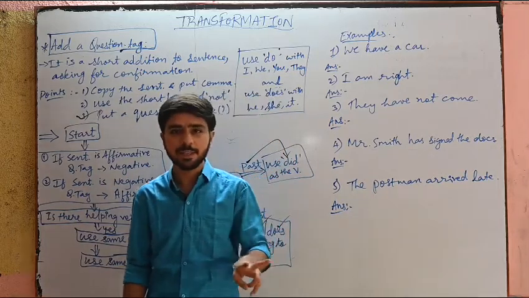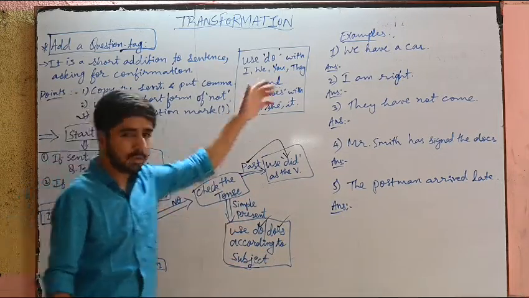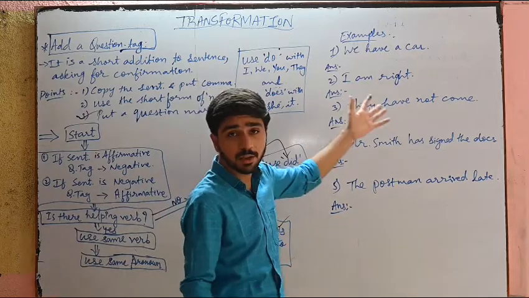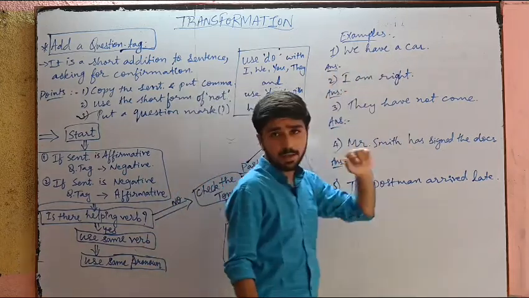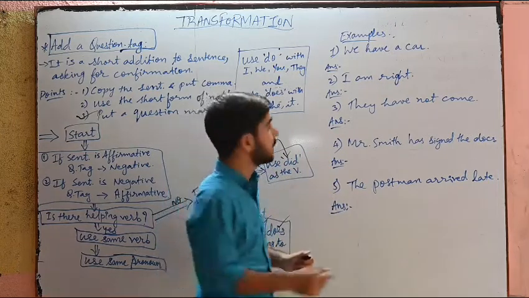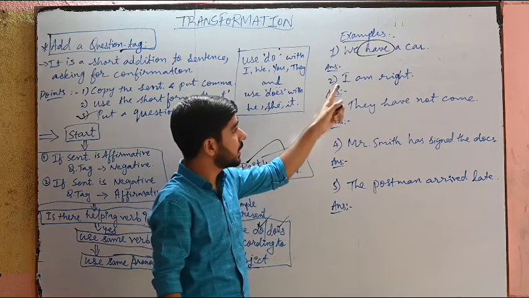If the helping verb is missing, then you have to see the tense. Check the tense. Okay. Now let's see the examples. Now see how easily we'll solve the examples with this. See, we have a car. Is there any helping verb? Yes. Have. We have one helping verb. So use the same helping verb.